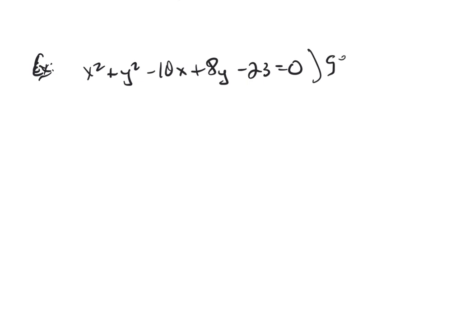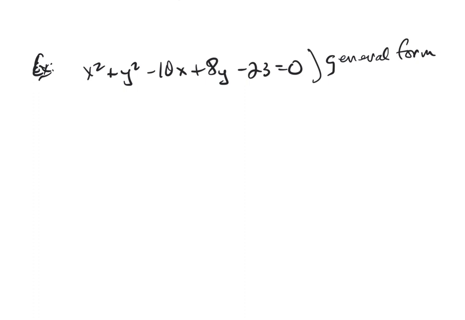we're going to have the following equation. Please notice no parentheses. So x squared plus y squared minus 10x plus 8y minus 23 is equal to 0. No parentheses at all, so this is called general form. And what we want to do is complete the square so it's in standard form.